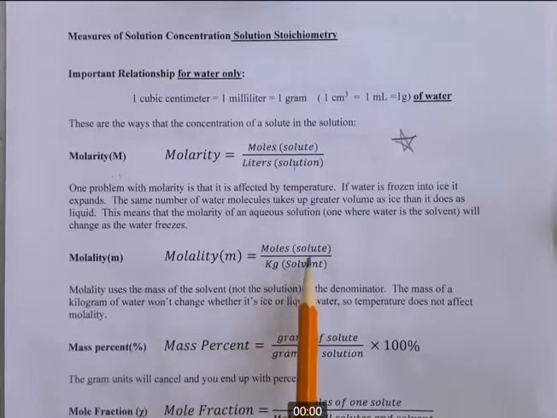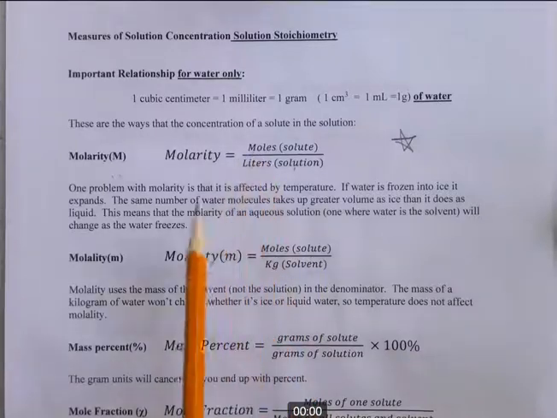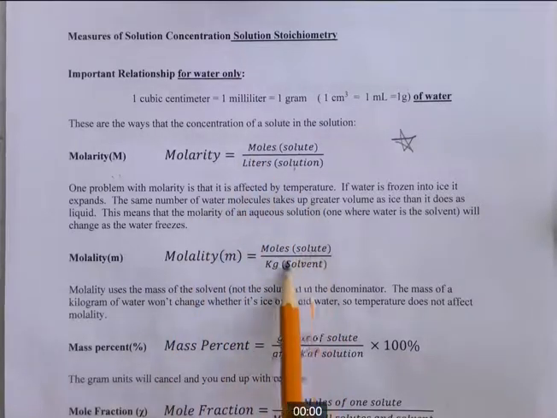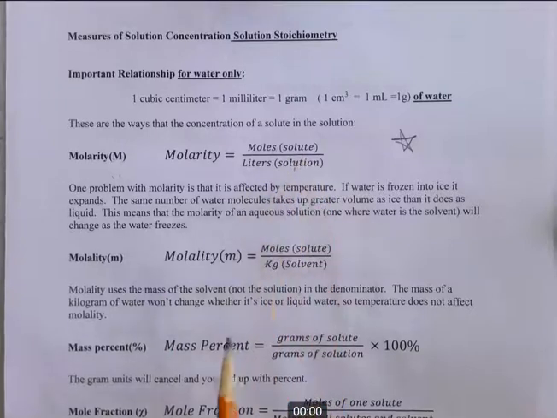Molality is moles of solute, so it's just like the molarity, but the bottom is totally different. It's kilograms, it's mass of solvent, okay? Kilograms of solvent, not of the whole solution. So first of all, it's mass versus volume of liters, and it's solvent, which would just be the water in salt water, versus the entire solution of salt water.